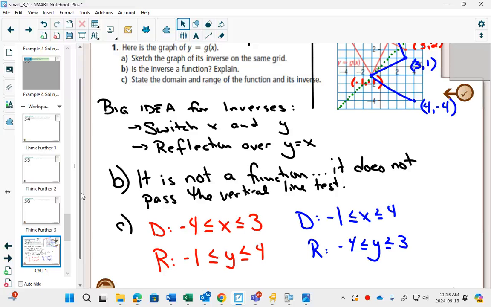Yes? A diagonal line is a line that is on an angle like that. Yeah. This is vertical, this is horizontal.